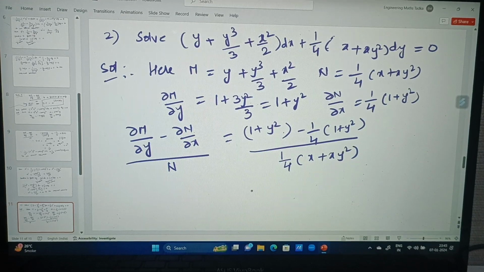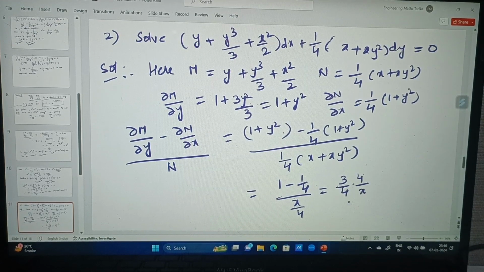Okay, so for this, what is the next step you have to write? 1 minus, 1 plus y square and 1 plus y square got cancelled. 1 minus 1 by 4 you will be getting. And what is the denominator? Since x was taken outside and 1 plus y square cancelled, you get x by 4. 1 minus 1 upon 4 will give you what? 3 by 4 into, you will be writing it as 4 by x. 4 and 4 is getting cancelled. You got the answer as 3 by x. What is 3 by x? It is a function of x only.